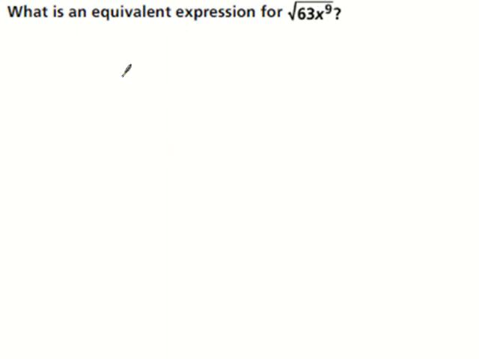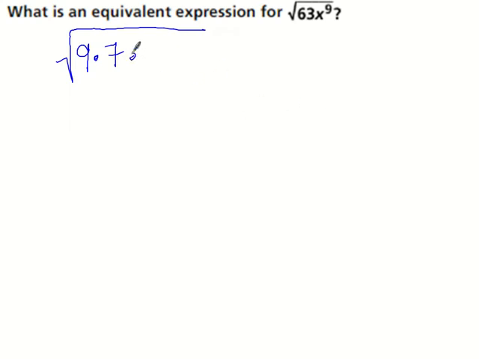So the square root, I made it really big because I'm going to break up 63 and I'm going to break up x to the 9th. So 63 is 9 times 7. Now, x to the 9th, I want to break this up into perfect squares as well. And that means I'm going to break up x to the 9th into different pieces of x's.